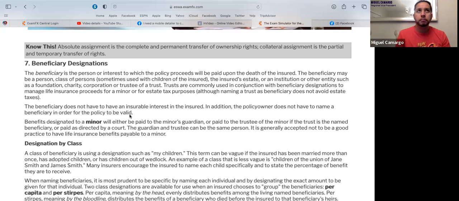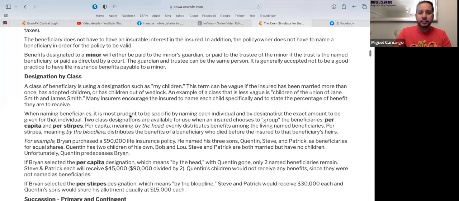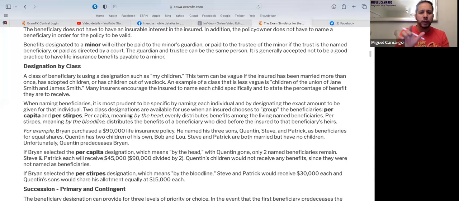Sometimes the beneficiaries' money could be transferred to the minor's guardian or trustee, as long as that's in writing, right? So let's talk about class designation. This is not going to be that big of a deal on the test, but for the sake of this, I want to make sure we read it.